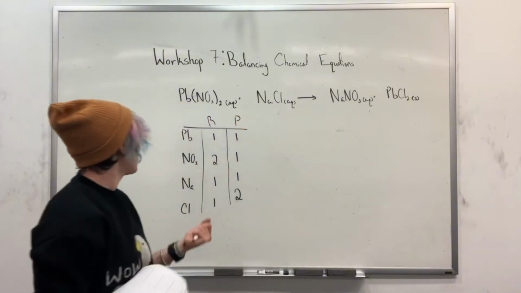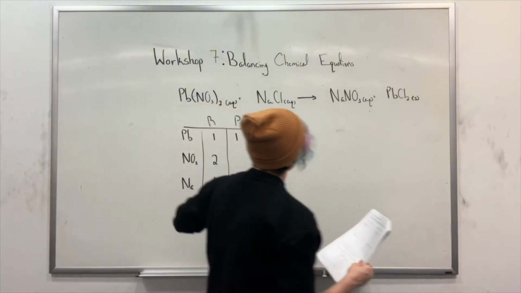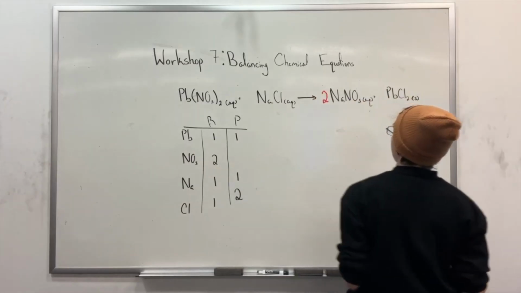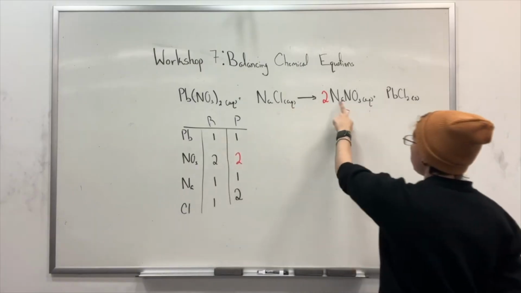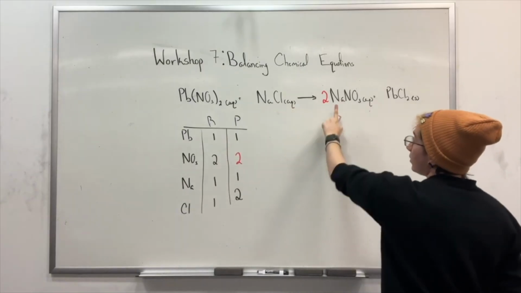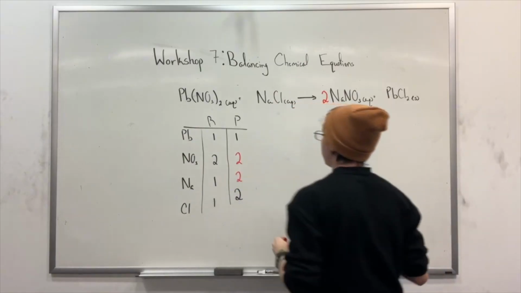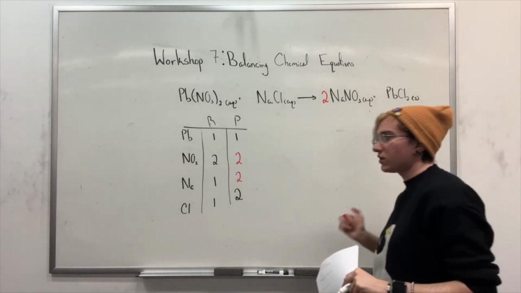We have 2 nitrate on our reactant side, and we have 1 nitrate on our product side. And so to balance this out, we need 2 nitrate. Multiply the entire compound by 2, and so we have 2 nitrate on each side, but this also changes the amount of sodium we have on the product side. Now we have 2 sodium as well as 2 nitrate.